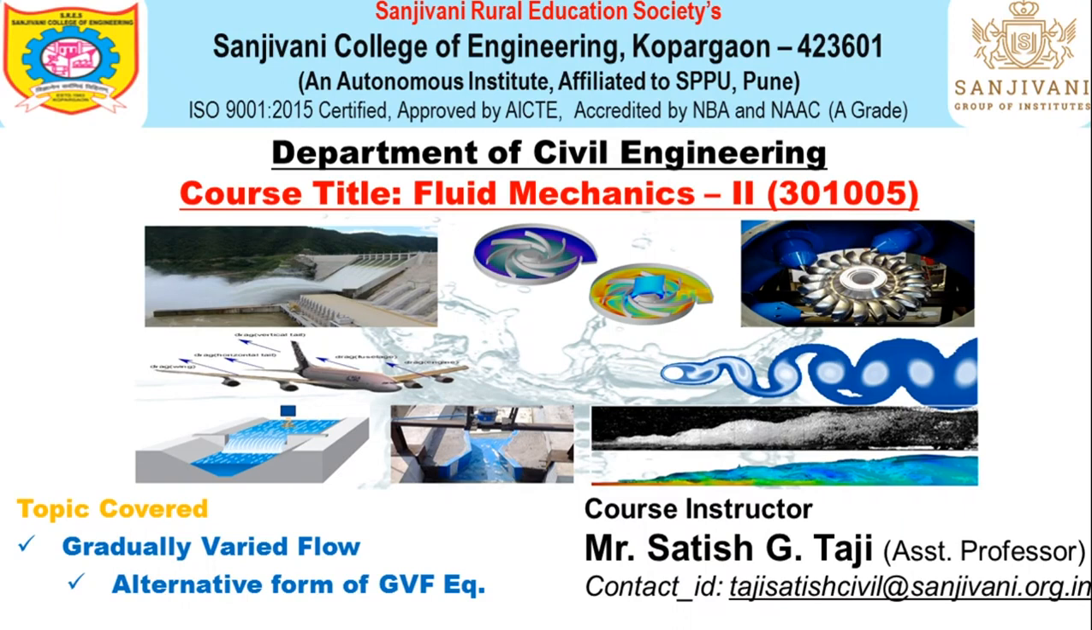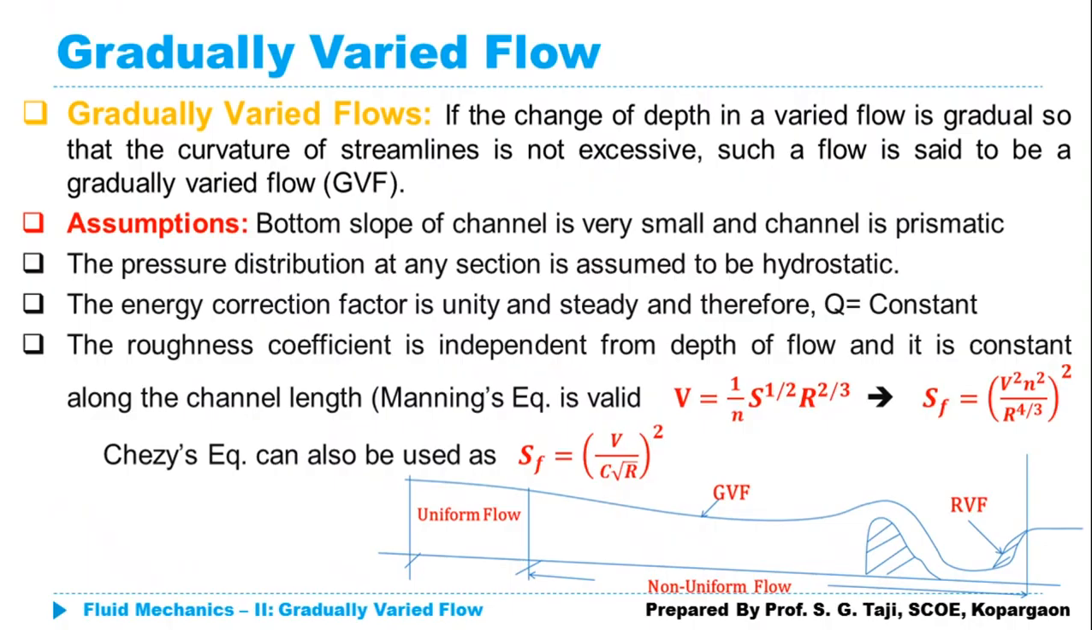As we are discussing gradually varied flow, and as we discussed in the previous lecture, in this lecture we will see some alternative forms of the gradually varied flow equation which are generally used while analyzing the GVF, and which are based on two different formulas, Manning's equation and Chezy's equation. So as usual, before proceeding further, we will revise our previous lecture.